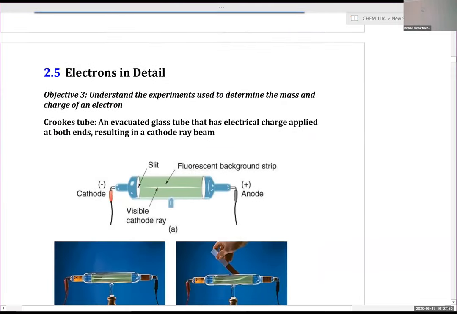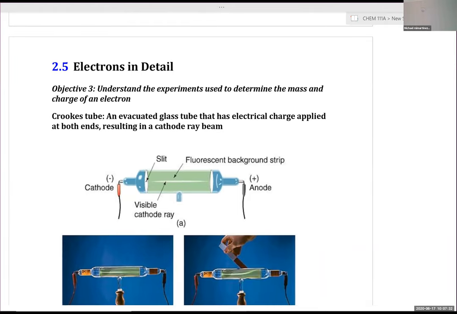So let's look next at electrons in detail. We're going to focus on the fundamental experiments used to elucidate the charge, mass, and other properties of an electron. And it started with early interest and study of a setup known as a Crookes tube.